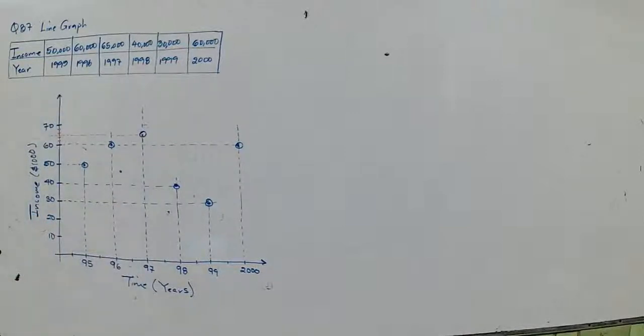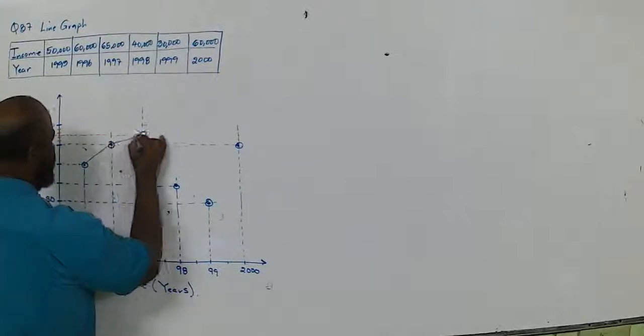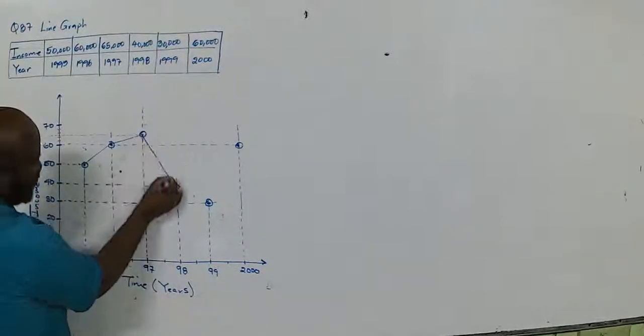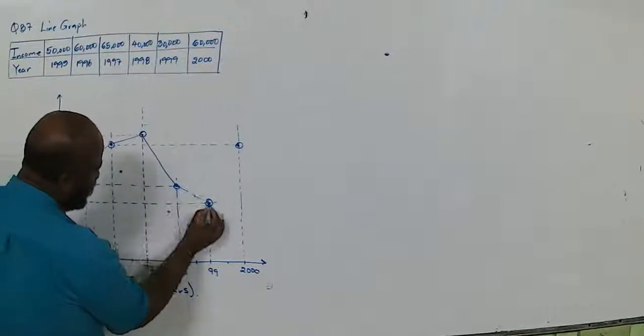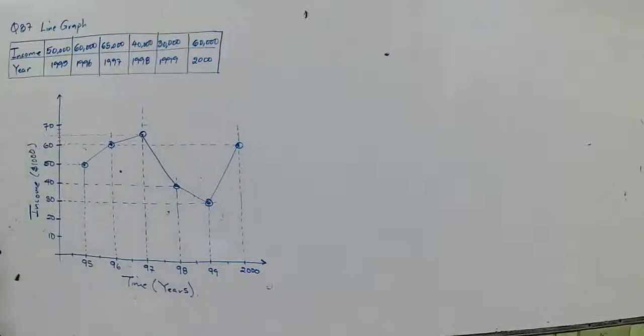So put all our points. Can I just share something with you? Now, for the line graph, you need to connect your points using a ruler, a straight edge. This is your line graph. It sort of looks like a constellation. Your line graph would look like this.